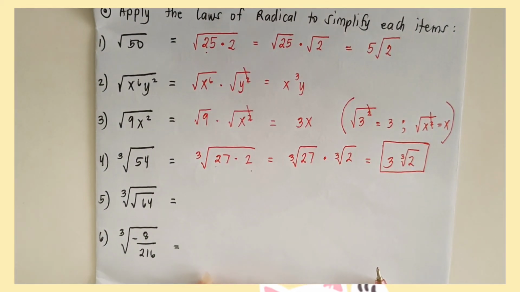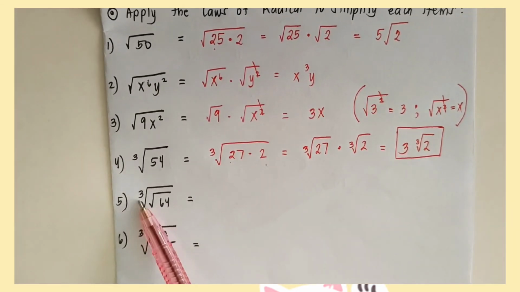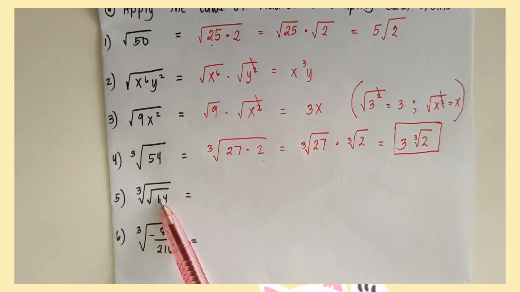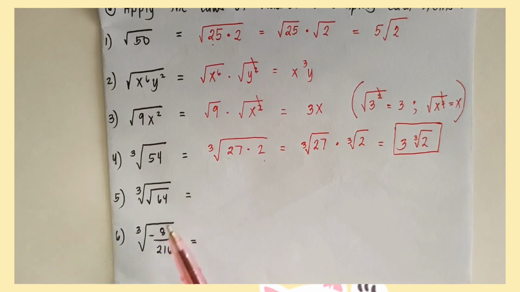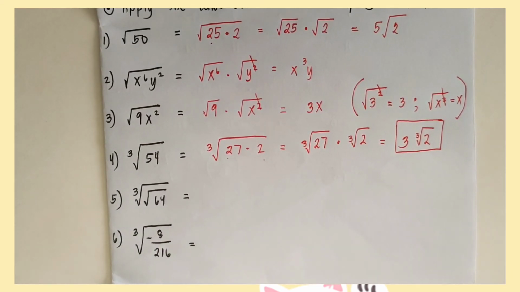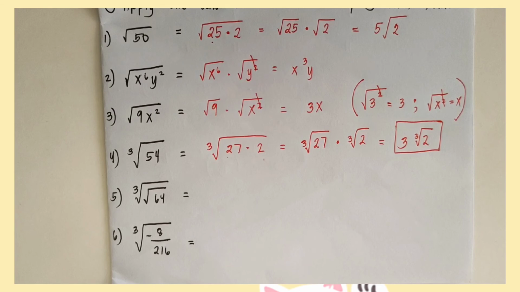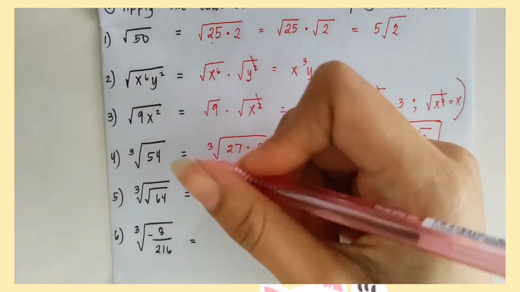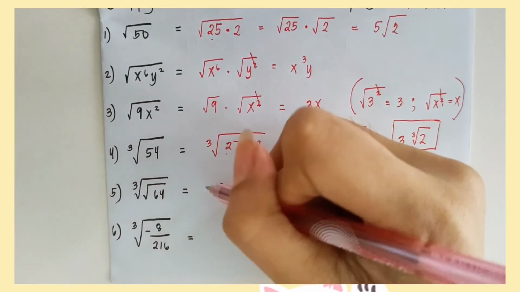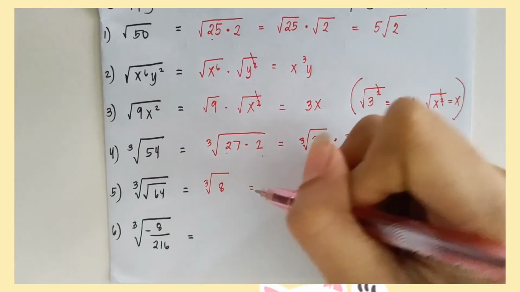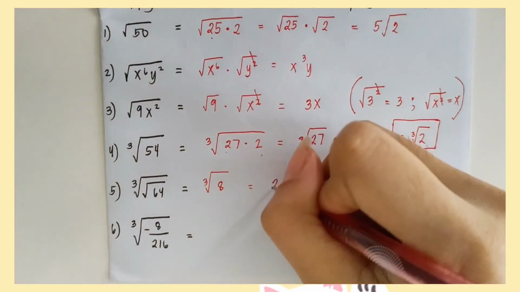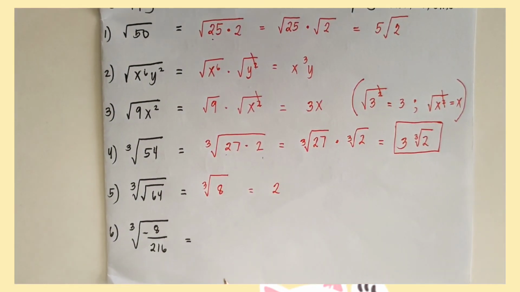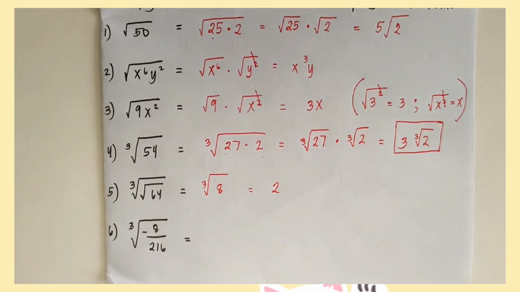Next, number 5. We have a root inside a root. So we have the cube root of the square root of 64. We all know that 64 is a perfect square number, and the square root of 64 is 8. So just copy the cube root of 8. And 8 is a perfect cube number. The answer is 2. 2 raised to 3, 2 times 2 times 2, is 8.